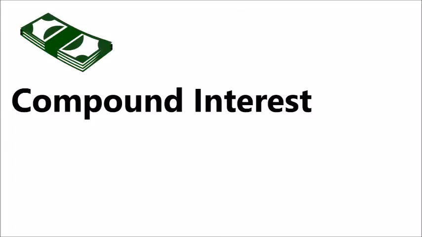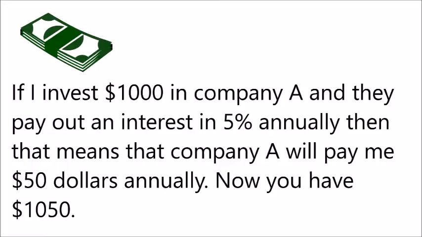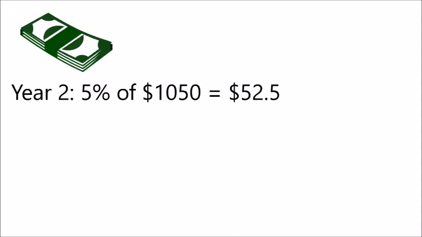Compound interest is the phenomenon of reinvesting the interest you receive from your investments. This causes interest to gain interest. It may sound confusing, but bear with me. Let's use the first example that we used last time. If I invest $1,000 in Company A and they pay out 5% annually, that means that Company A will pay me $50 annually. Now I have $1,050.